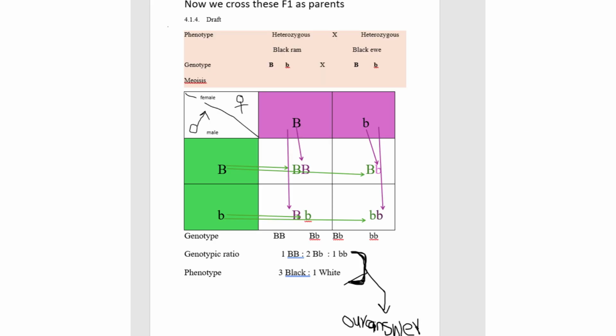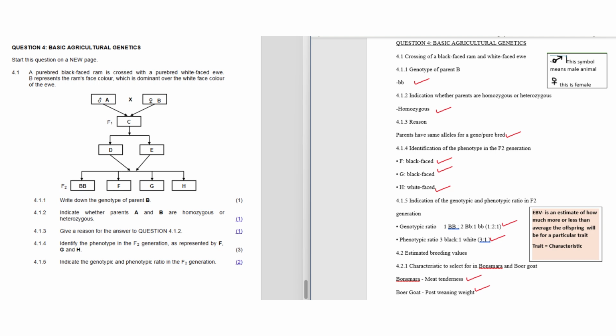Sorry, F will be the heterozygous condition, heterozygous offspring, which is capital letter B and small letter b. Right, that means F will be heterozygous Bb, and G is also going to be heterozygous Bb, and H is going to be homozygous recessive because it has two small alleles. Then we write F is for black color, G is for black color, H is for white colored offspring. That is our final answer.